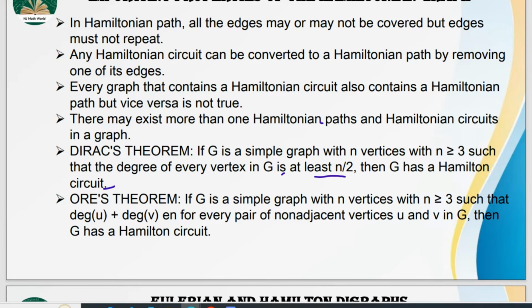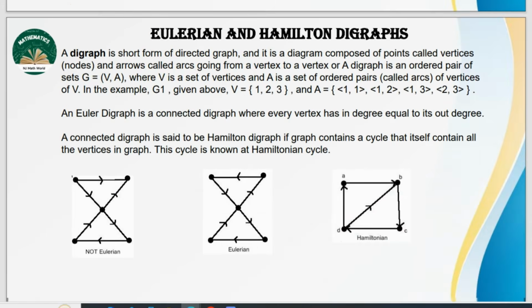Then Ore's theorem says, if G is a simple graph with n vertices, where n is greater than or equal to 3, such that the degree of u plus the degree of v is at least n for every pair of non-adjacent vertices u and v in G, then G has a Hamiltonian circuit. So these are the two important theorems of a Hamiltonian graph.